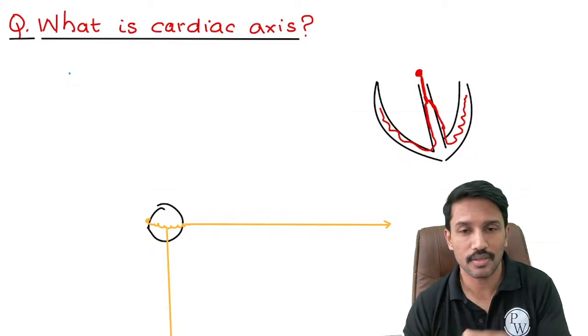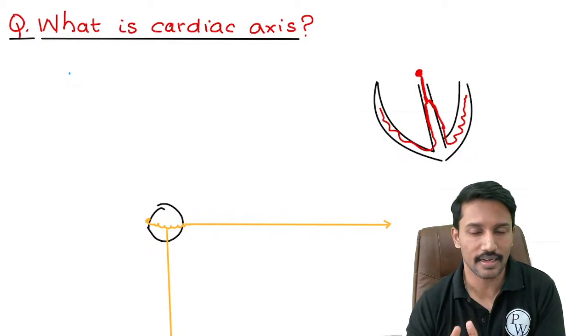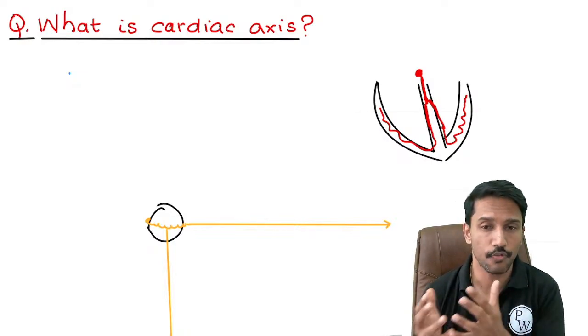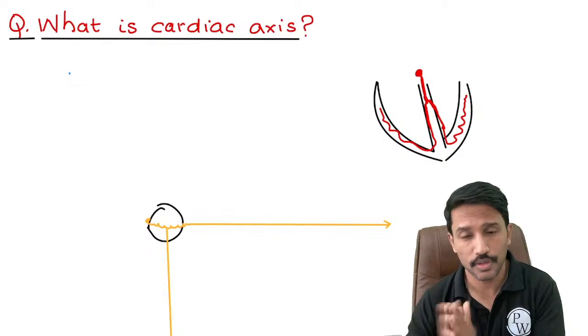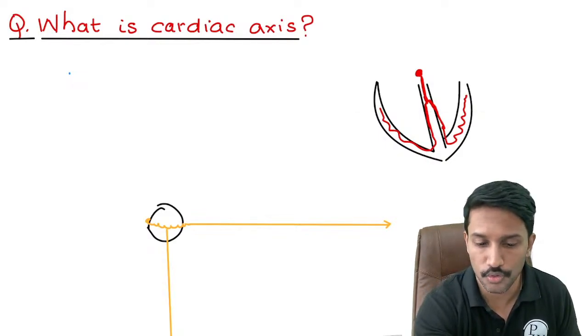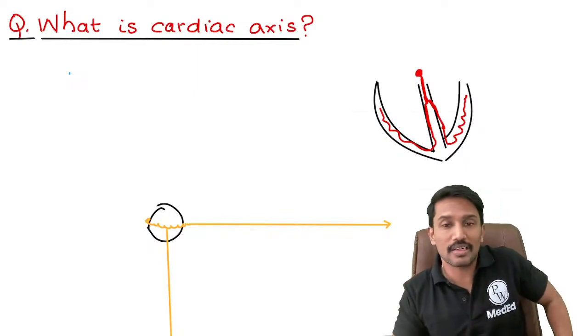Today we are going to learn about the determination of axis, the cardiac axis on the ECG. In the previous module, we have understood the basics of ECG. If you have not gone through it, I would recommend that you go through the previous module before you come to the current module. Otherwise, the current module may not make much sense to you.